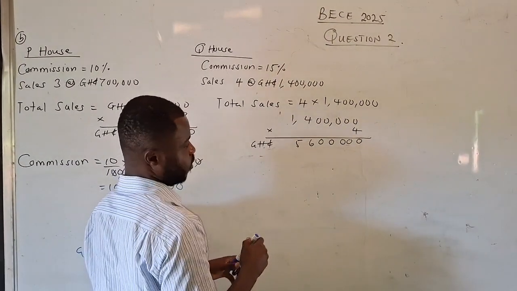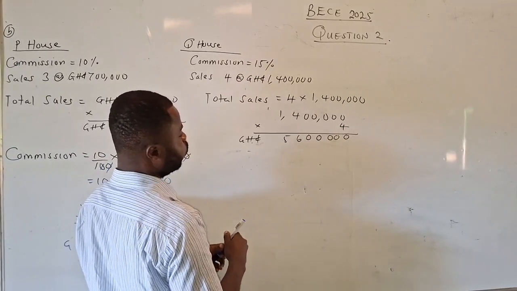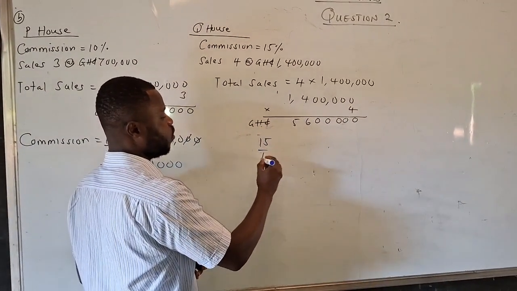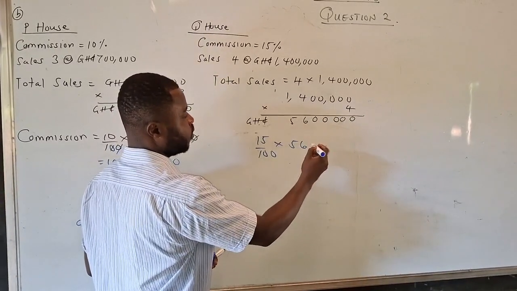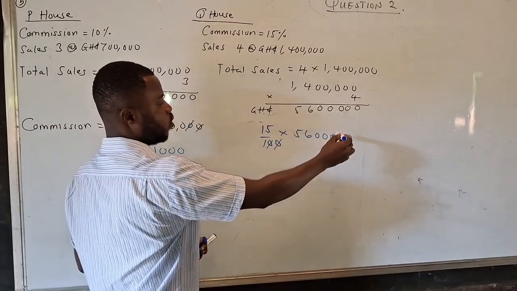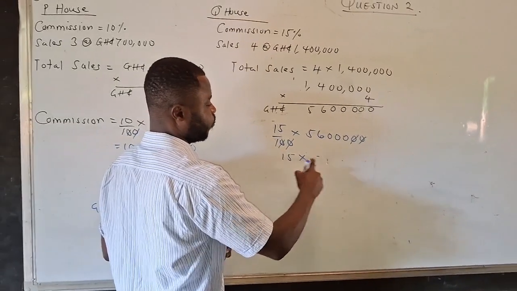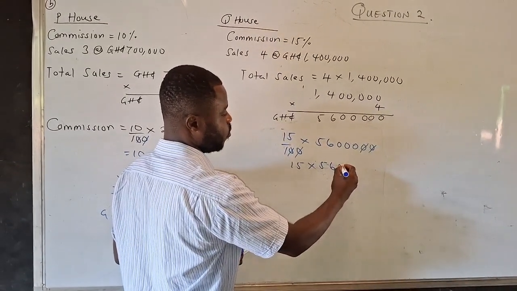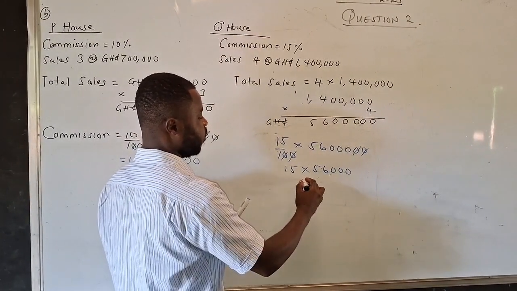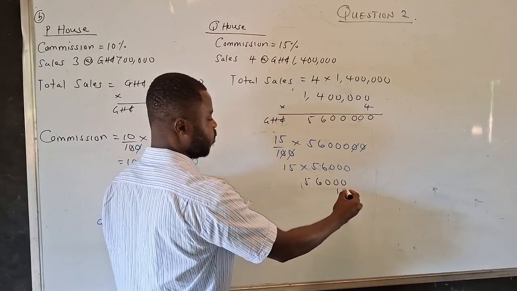Now the commission is 15%, so we have to find 15% of this to know the commission on the Q house. 15 on 100 times 5,600,000. These 2 zeros can also take out these 2 zeros. Now we have 15 times 56,000. Now we are going to multiply 56,000 by 15.